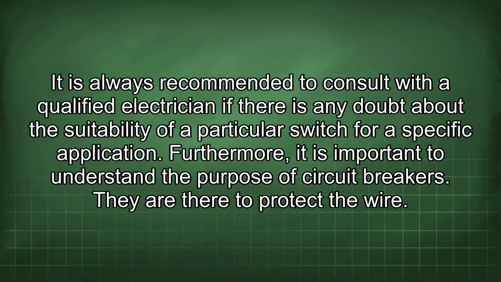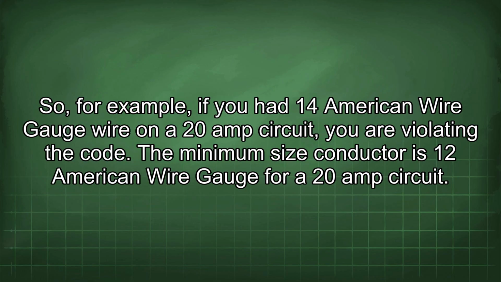Furthermore, it is important to understand the purpose of circuit breakers. They are there to protect the wire. So, for example, if you had 14 American wire gauge wire on a 20 amp circuit, you are violating the code. The minimum size conductor is 12 American wire gauge for a 20 amp circuit.